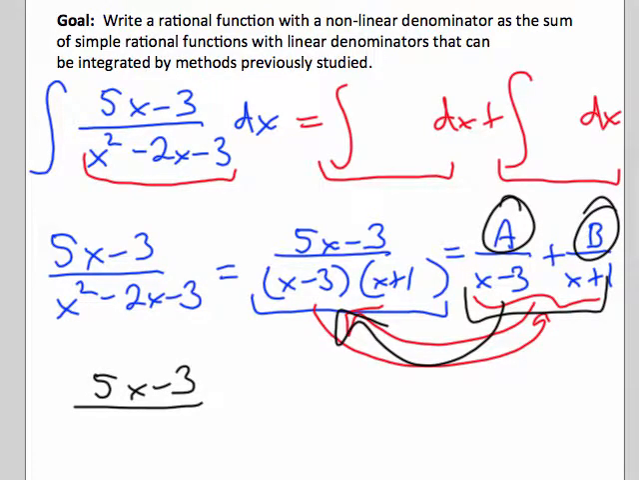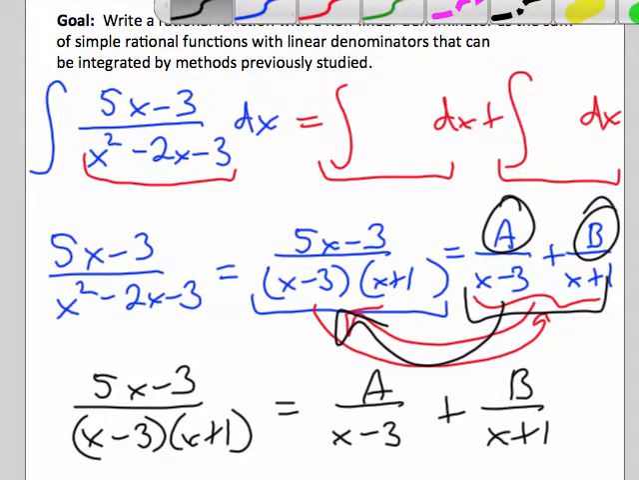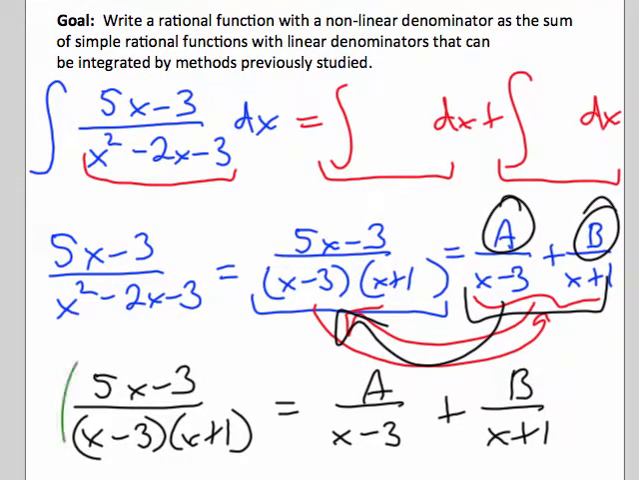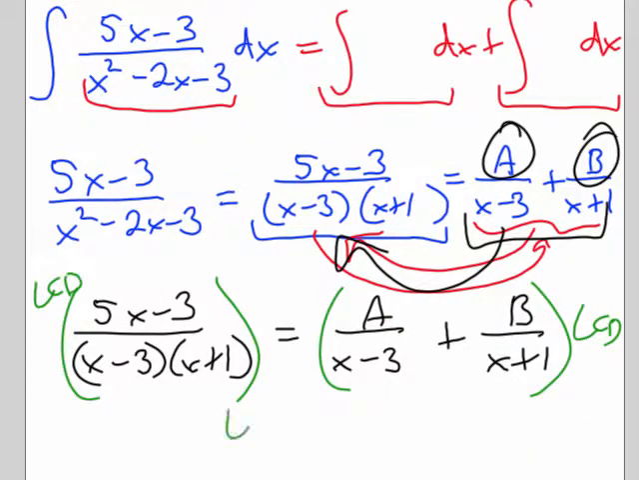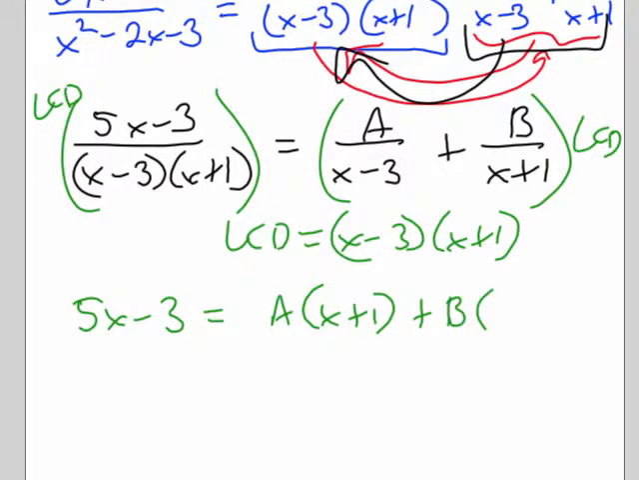So we're going to begin by multiplying both sides of this equation by the lowest common denominator, which we know is x minus 3 times x plus 1. Multiply both sides of the equation by that. So on the left that would give us 5x minus 3, and on the right it would give us a times x plus 1 plus b times x minus 3.